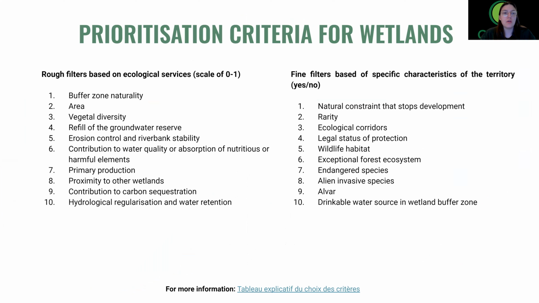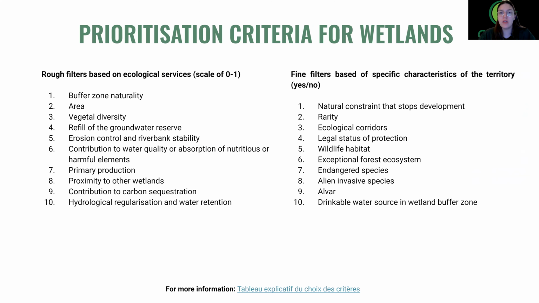Those filters are the buffer zone naturality, the area, the vegetal diversity, the refill of the groundwater reserve, the erosion control and riverbank stability, the contribution to water quality or absorption of nutritious or harmful elements, the primary production, the proximity to other wetlands, and the contribution to carbon sequestration and the hydrological regularization and water retention.